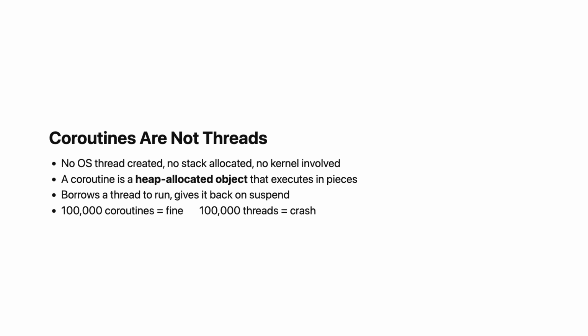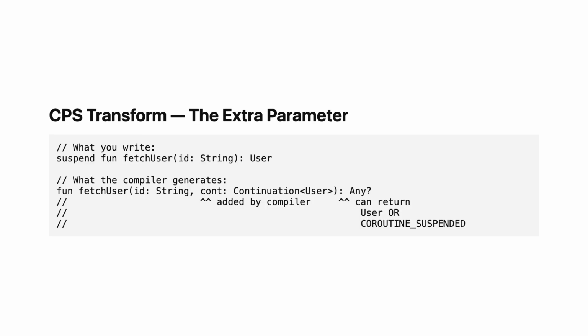Now let us look at what happens at the compiler level. When you write a suspend function, the Kotlin compiler transforms it in a very specific way. The transformation is called continuation passing style, or CPS. Here is the key idea. Every suspend function gets an extra parameter added by the compiler, a continuation. The continuation is a callback interface with two methods: resumeWith for delivering a result, and a coroutine context property. So when you write a suspend function called fetchUser that takes an ID and returns a User, the compiler transforms its signature into a regular function that takes an ID and a Continuation of User and returns Any?.